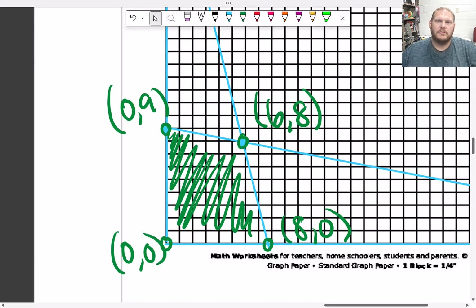Right, you can do that by graphing. Our x and y intercepts are easy enough to find for those different graphs.